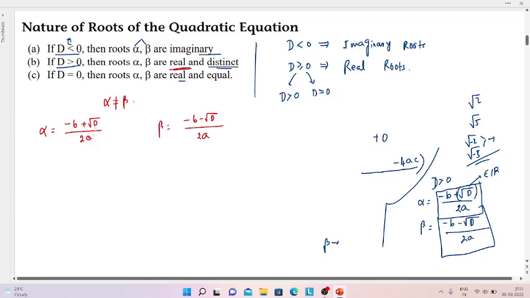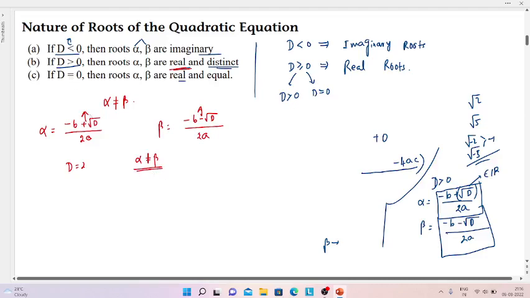But you know, here the condition will be, suppose we choose D as 2, then the root will become (minus b plus root 2) by 2a, and the other root will become (minus b minus root 2) by 2a, right? So here you can see that alpha and beta are totally different. Here there exists a plus sign and there exists a minus sign. So alpha and beta are different things, so we can say that alpha and beta are distinct, right?